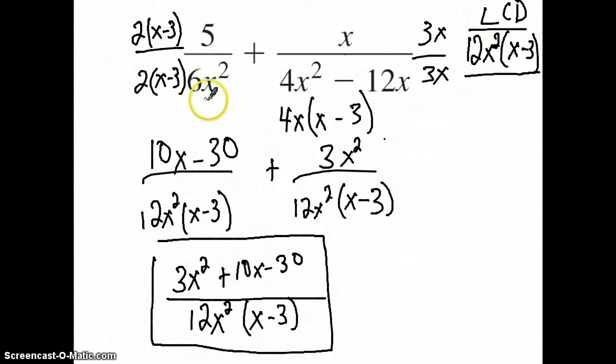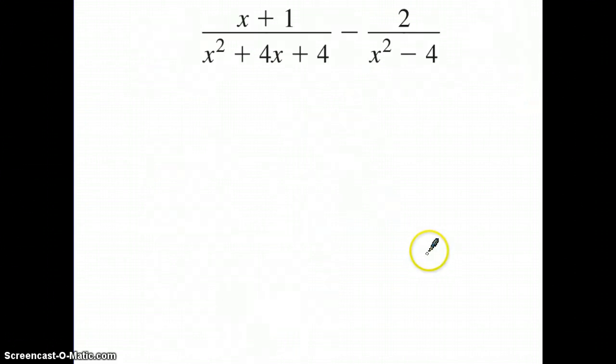Okay, so we found a common denominator, and then we turned each of the fractions into a fraction with that common denominator. Let's look at another example. Now we're subtracting, which is just the addition of the opposite. So the operation doesn't matter. What's key is we still need to find a common denominator.